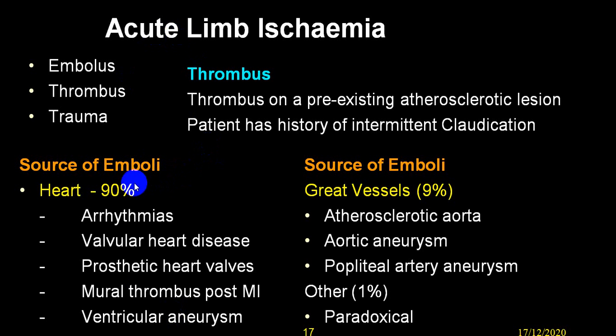In acute limb ischemia, the source of emboli is from the heart in 90% of the people, while in the case of the great vessels, which we call vascular, it will be only 9%, which can be from atherosclerosis, aortic aneurysm or popliteal artery aneurysms, and very rarely paradoxical, which will be coming from the venous side, that is deep vein thrombosis. In cardiac, or we call cardiovascular, sources are arrhythmia, valvular heart disease, prosthetic valve, mural thrombus following infarct, or ventricular aneurysms, which can have a thrombus formation and you can have a dislodgement. Very, very rare is left atrial myxoma or right atrial myxoma, and that can also give rise to thromboembolism. Particularly in the case of valvular and prosthetic valve, it is infective endocarditis which can end up in embolism.